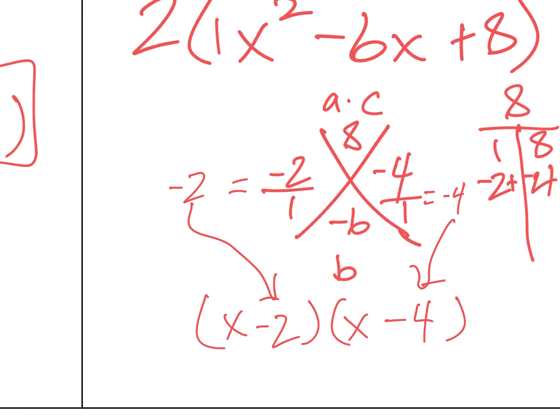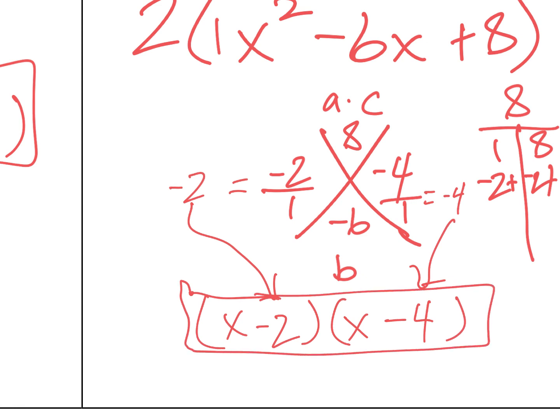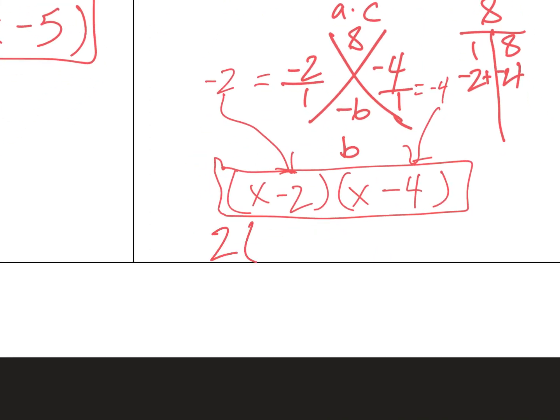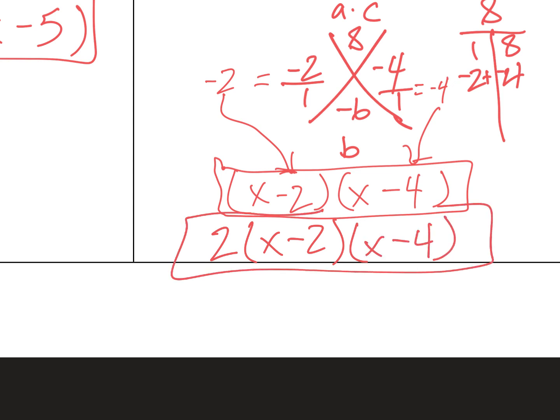Do I need to swing anything to the front? No. Is there a denominator? A fraction? No. So I don't need to swing anything to the front. We do have something in front. My bad. 2, parentheses, x minus 2, x minus 4. There you go. That's our final answer.